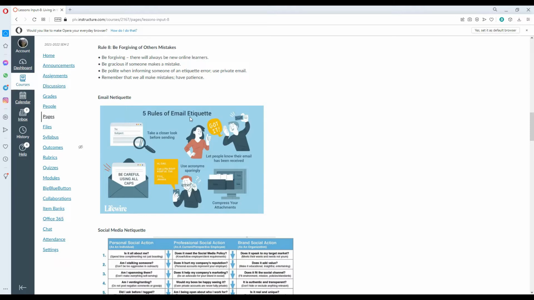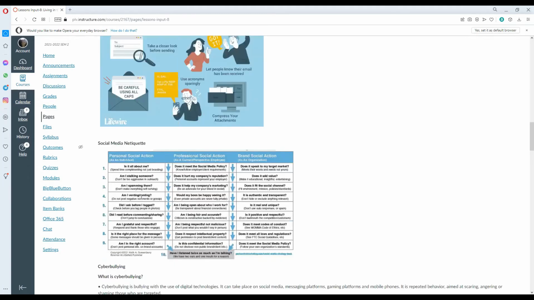These are the proper email etiquette. We have five rules of email etiquette. Take a closer look before sending. Let people know their email has been received. Compress your attachment. Use acronyms sparingly. And be careful when using all caps.